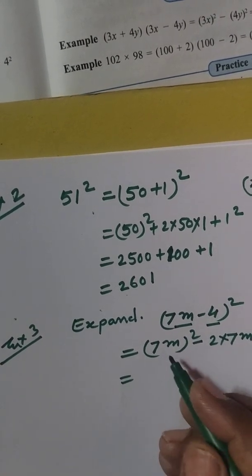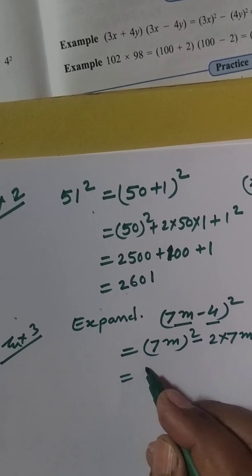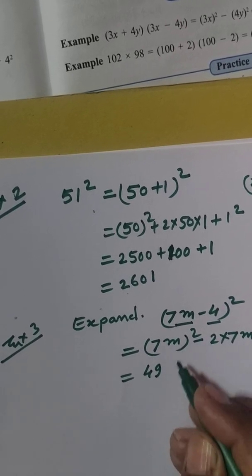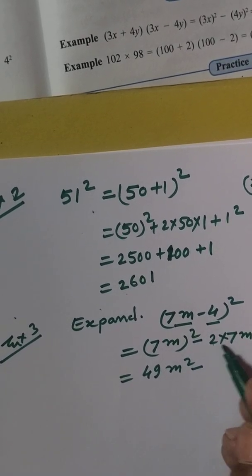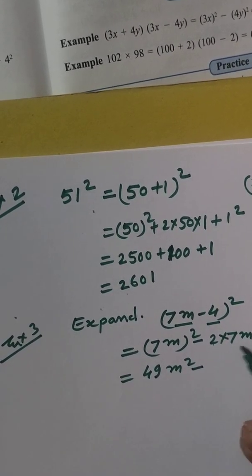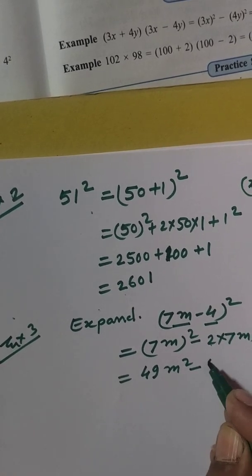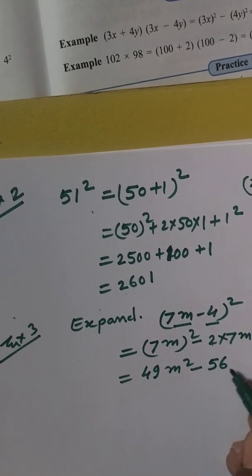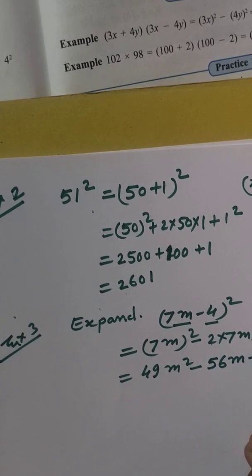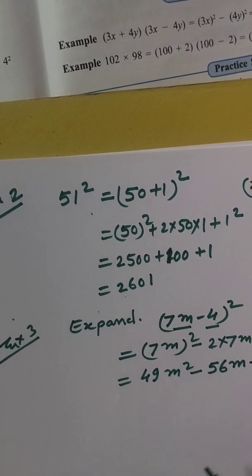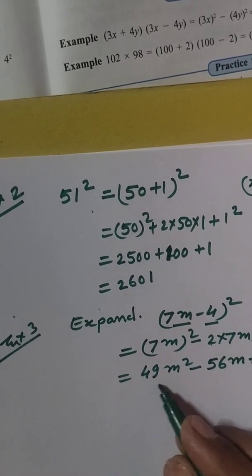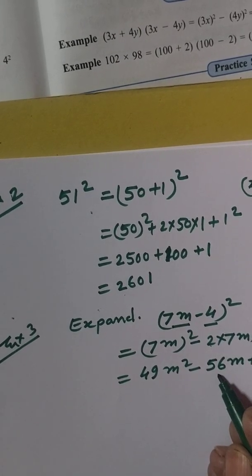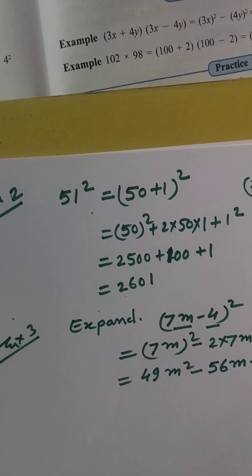Then what you find? If you square 7, then what you find? 49 and m square, minus 7 2s are 14 and 14 4s are 56 and m is here also, plus 16. Then what is your result? The result is 49m square minus 56m plus 16.